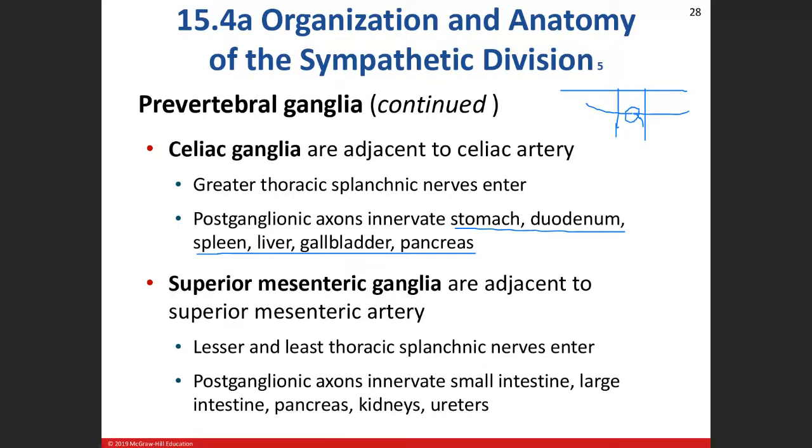The superior mesenteric ganglia is actually named after the next blood vessel on the descending abdominal aorta. It's a big blood vessel. It supplies a significant portion of your intestines, okay? So the lesser and least thoracic splanchnic nerves will enter into the ganglia, and then the postganglionic neurons will innervate the small intestine, the ileum and the jejunum, the large intestine, pancreas, kidneys, and the ureters.